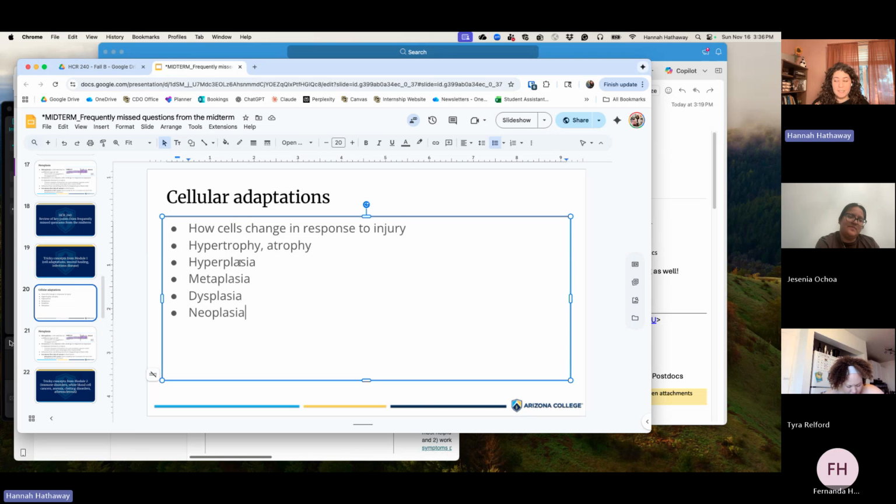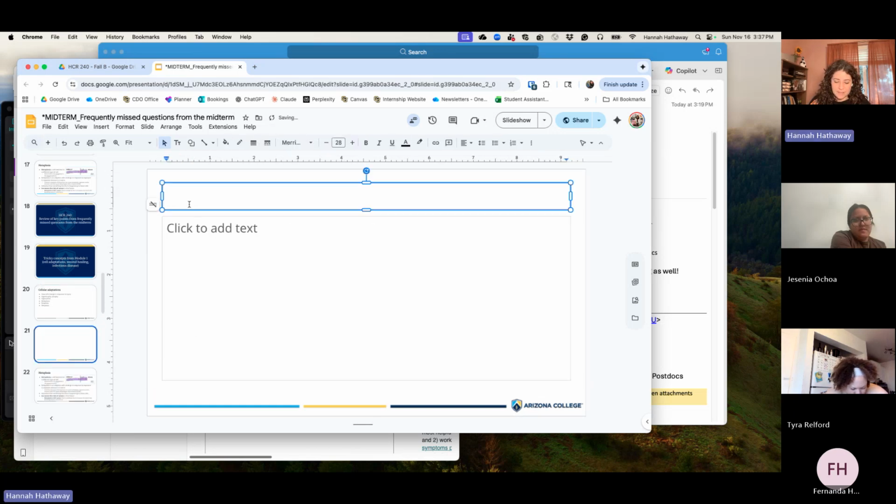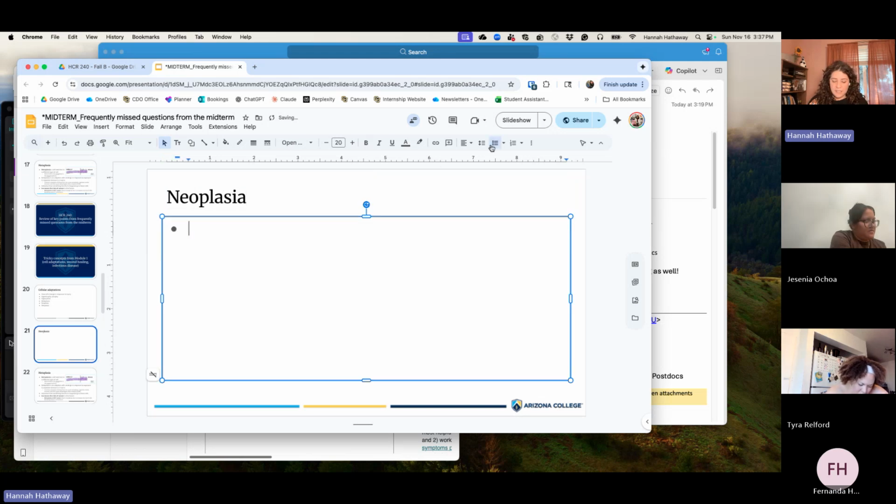So these are all different things that cells can do in response to an injury. And some of these things are precursors or the etiology for how different diseases or disorders occur. Actually, I meant to make a slide about this, but I didn't have time. So we're just going to talk about neoplasia really quick. Neoplasia is essentially another word for cancer. And cancer is when cells are growing and dividing out of control.